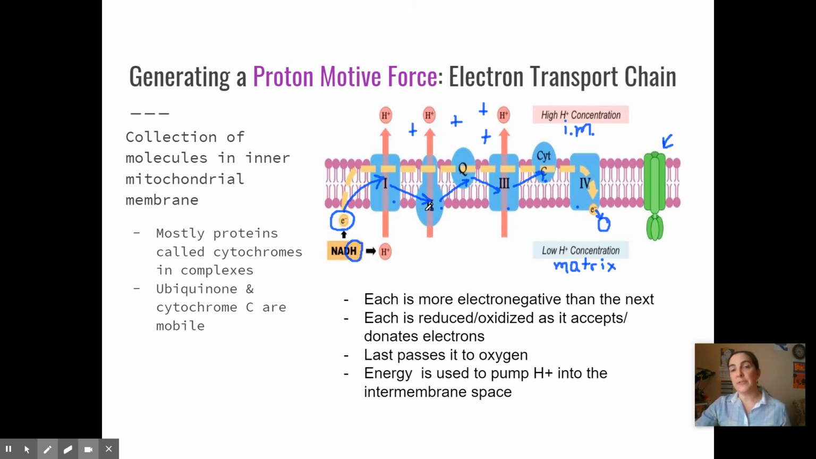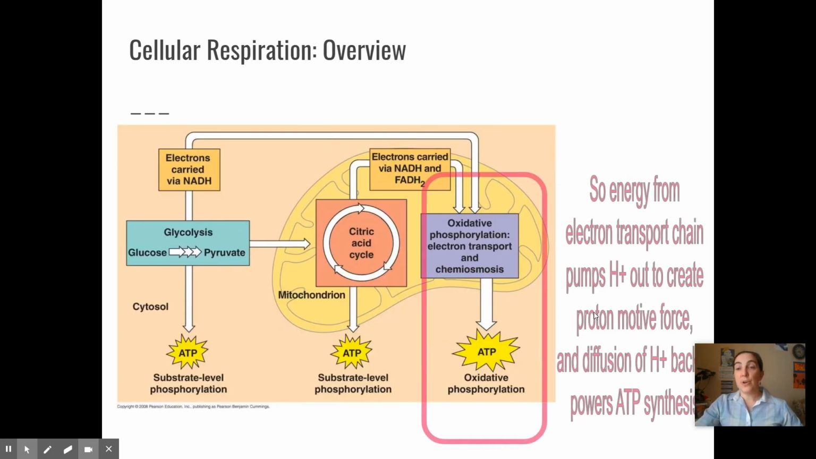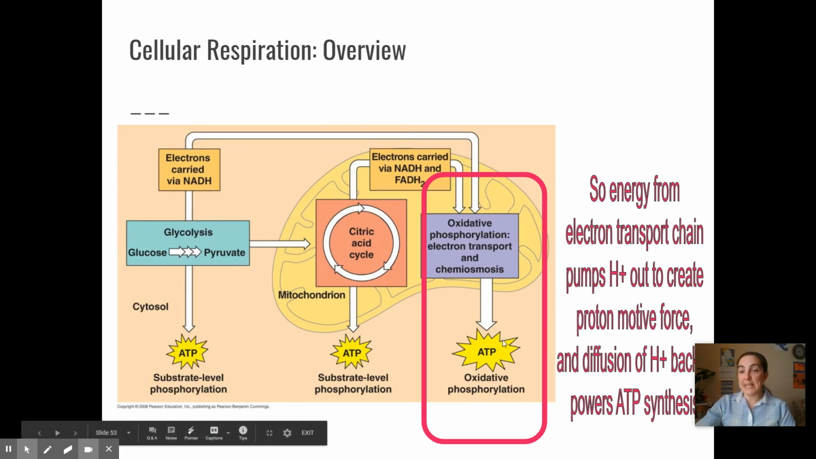So this transporting of electrons down this electronegativity gradient, that energy is used to pump protons out here. And then remember, those protons diffuse back through ATP synthase, which then creates ATP and makes that energy at the end here. So that's where that proton motive force comes from. So the energy from this electron transport chain pumps hydrogen ions out to create the proton motive force, and the diffusion of those hydrogens back in powers the synthesis of ATP.